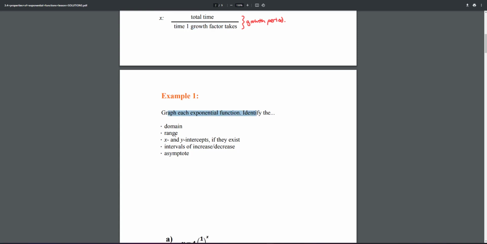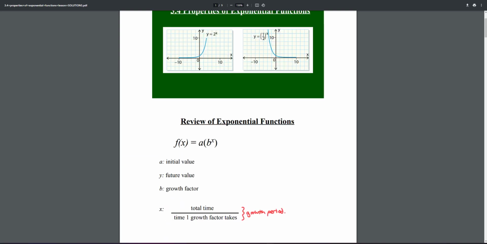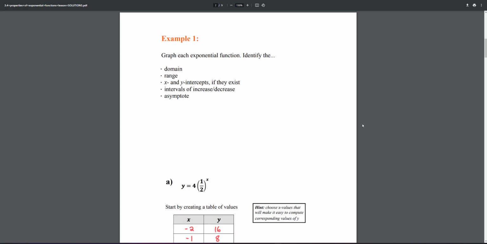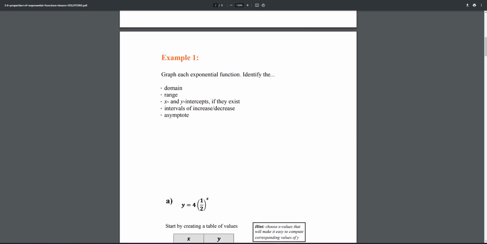Example 1, domain, range, x-intercept, y-intercept if they exist, intervals of increase, decrease, and asymptote. So we are going to figure out now the graphs of exponential functions. We're going to deal with the graphs. So how do we deal with the graph of an exponential function?